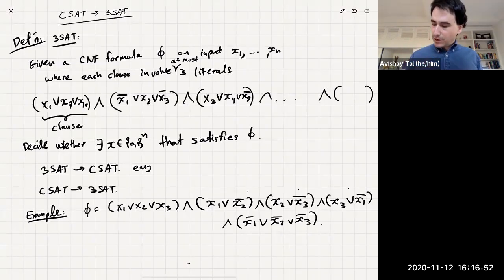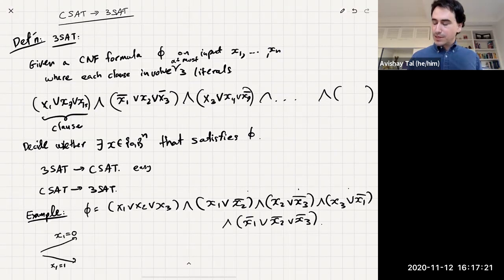In particular, we need to decide the values of these variables. So let's check if there's an assignment where x1 equals 0. What would happen if x1 equals 0, if we want to satisfy this entire formula? You can think of it as some kind of backtracking algorithm that I'm trying to do in order to decide whether this formula is satisfiable or not.